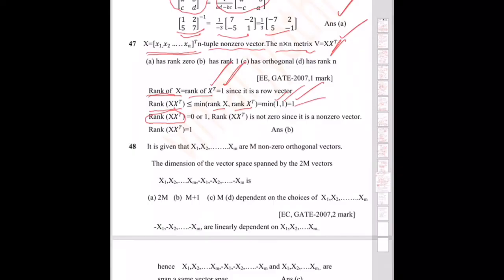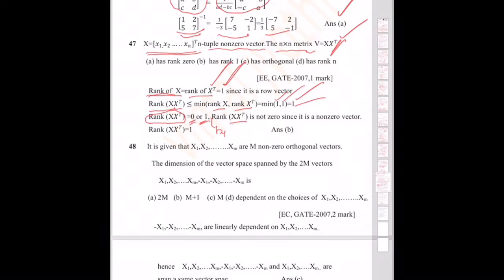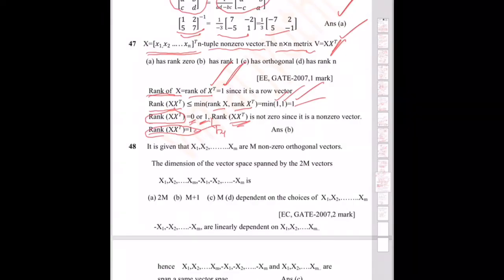Rank of XX transpose less than or equal to 1 means rank of XX transpose equal to 0 or 1. But rank of XX transpose is not 0, since X and X transpose are non-zero vectors. Then rank of XX transpose not equal to 0, which implies that rank of XX transpose equal to 1. That is, answer B is correct. Has rank 1.